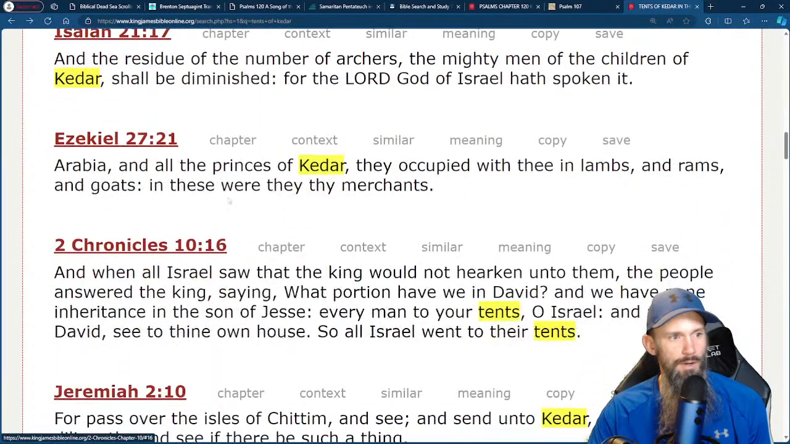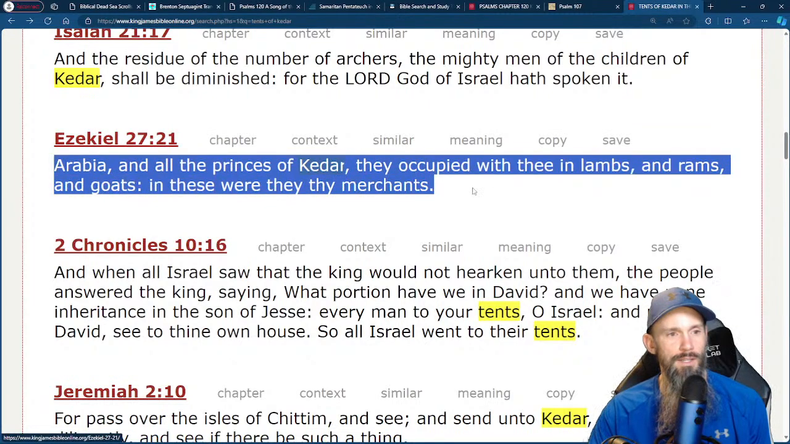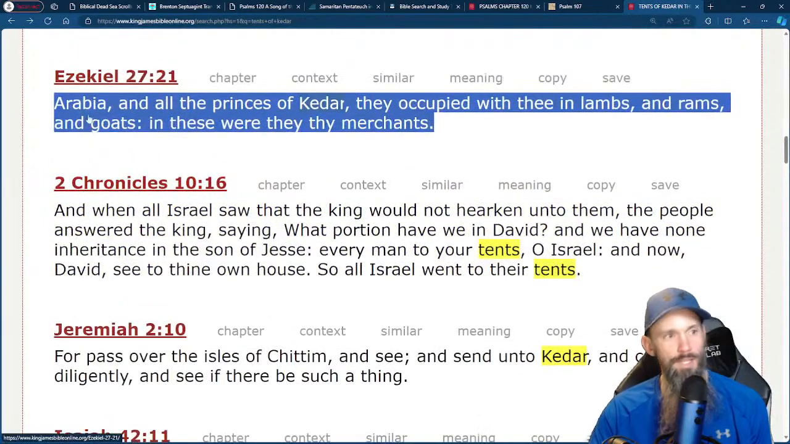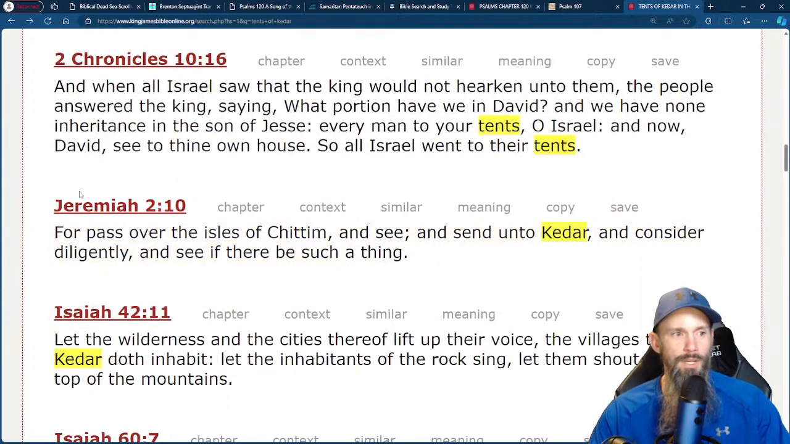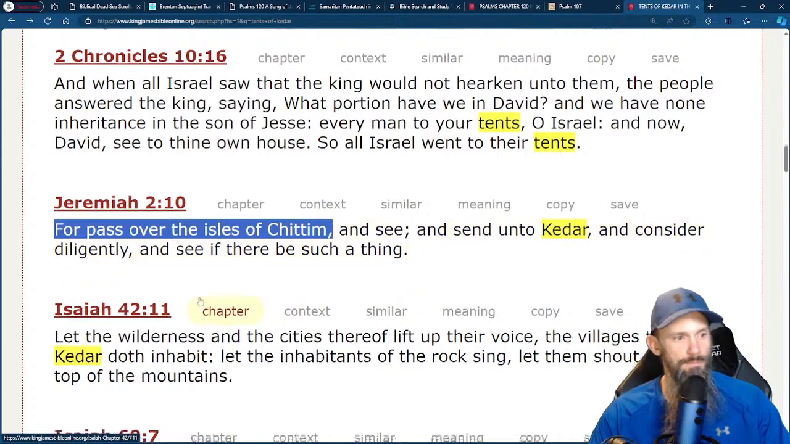Children of Kedar. Ezekiel 27, Arabia and all the princes of Kedar. Arabia is considered the East, even though they call it the Middle East now. In the late 1800s, it was considered the East. Jeremiah 2:10, "For pass over the Isles of Kittim," that's Rome, "and see, and send unto Kedar, and consider diligently, and see if there be such a thing."